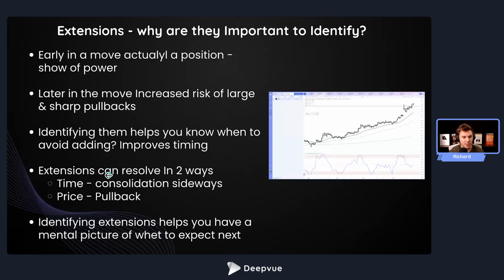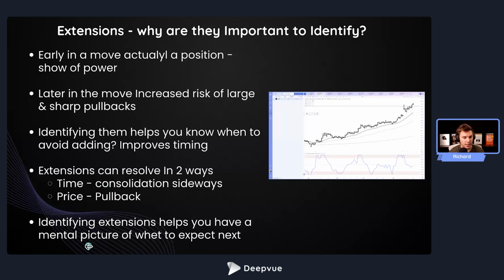And I do want to emphasize this, extensions can resolve in two ways, and we'll see this with the examples. They can resolve based on time, and the stock just trends sideways, consolidates, and works off the extension, lets the moving average catch up to price, or they can resolve based on a price decline, a pullback, a sharp drop. And that again brings the stock a lot closer to the moving average. So those are the two main ways. A consolidation based on time is the more constructive type of pullback. But the price pullback is definitely a reality as well, especially when a stock gets very, very extended like MSTR.